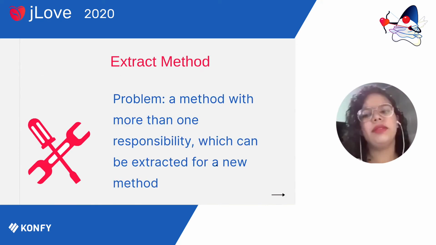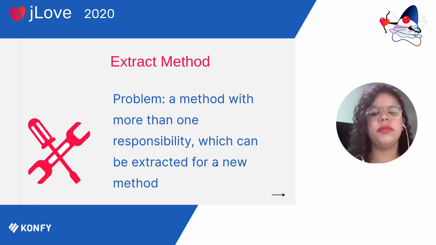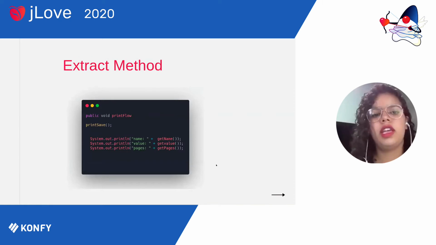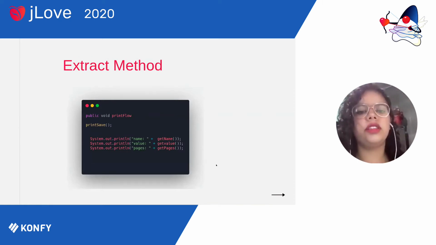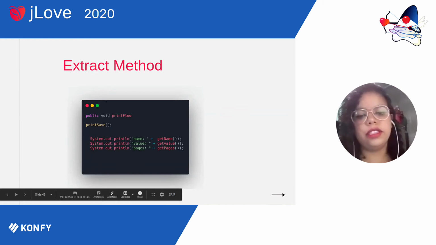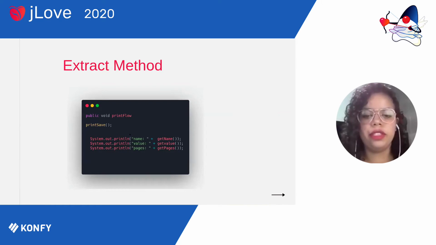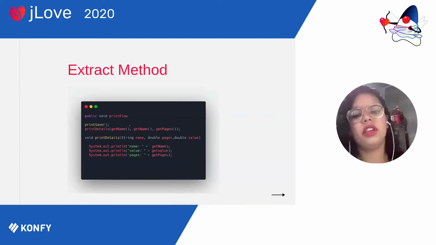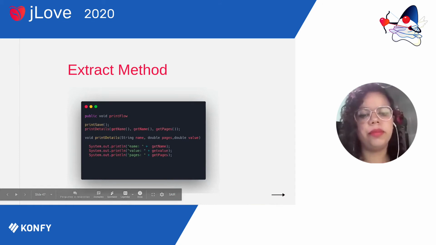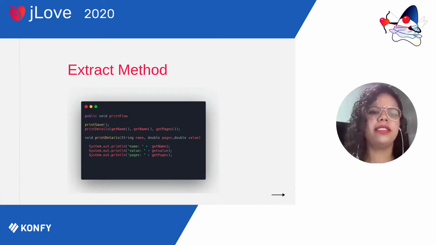Extract the method. We have a problem: a method with more than one responsibility, which can be extracted into a new method. Here we have an example with a method printFlow. In this method printFlow, we have a step that prints on the system the name, the values, and the pace. After the refactoring, you have the method printFlow and another method printDetails that has the information. It's a simple example, but the idea is to extract a method from another method and separate their responsibilities.